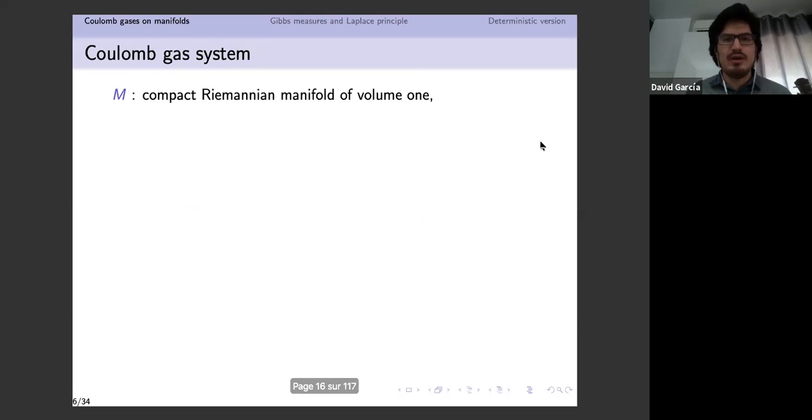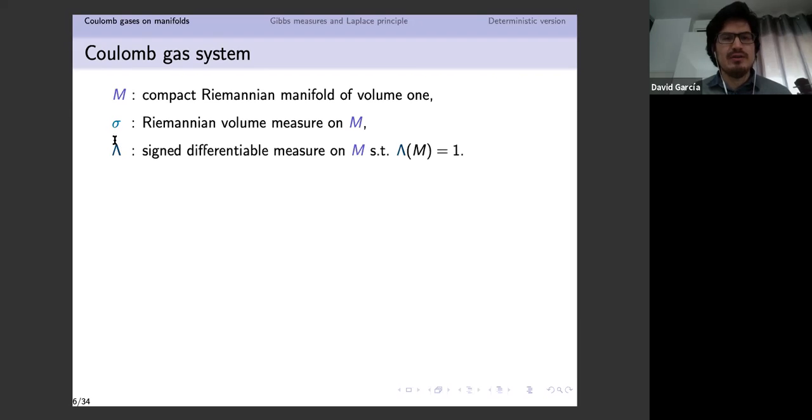So let me do that. Take any compact Riemannian manifold of volume 1. This is just for normalization purposes. Let me call sigma the Riemannian volume measure on M, the volume measure induced by the Riemannian metric on M, and choose any signed differentiable measure lambda such that lambda of M is 1. What I mean by differentiable here is that lambda is absolutely continuous with respect to sigma, and its density is differentiable. That's all that I mean. Signed because this density can be positive, negative, whatever, but we need that lambda of M is 1.